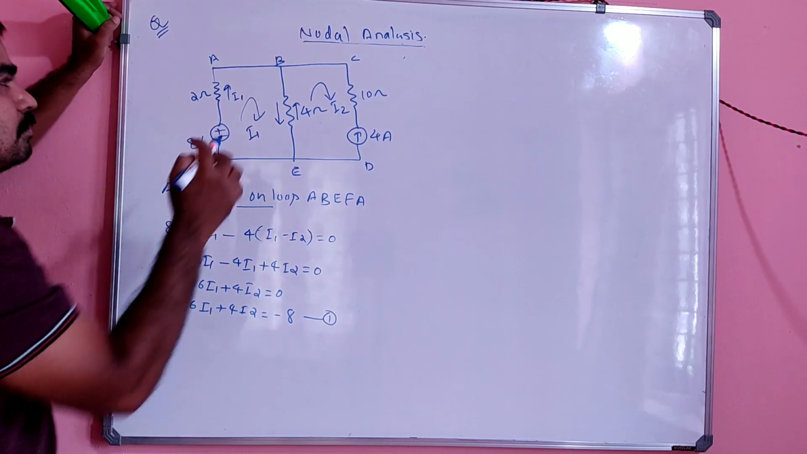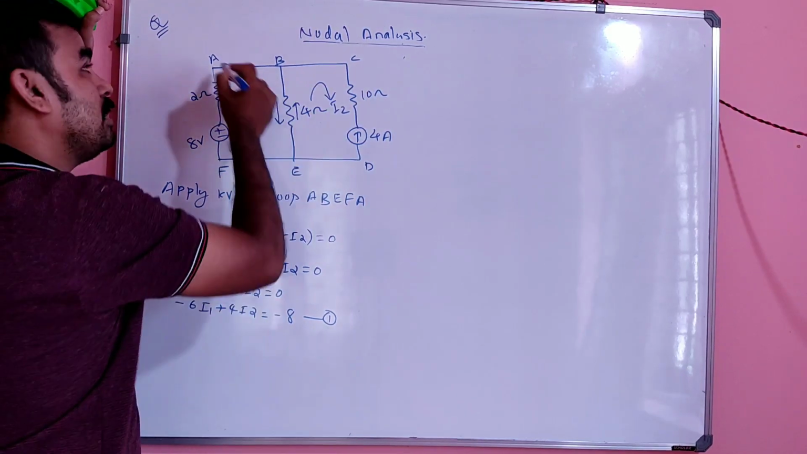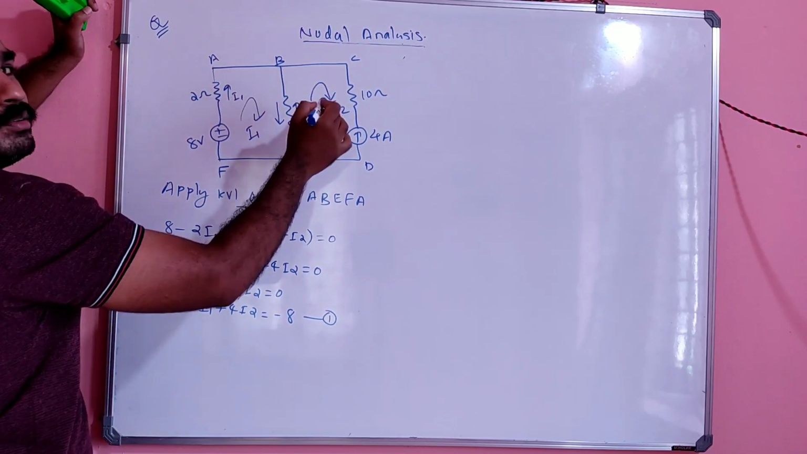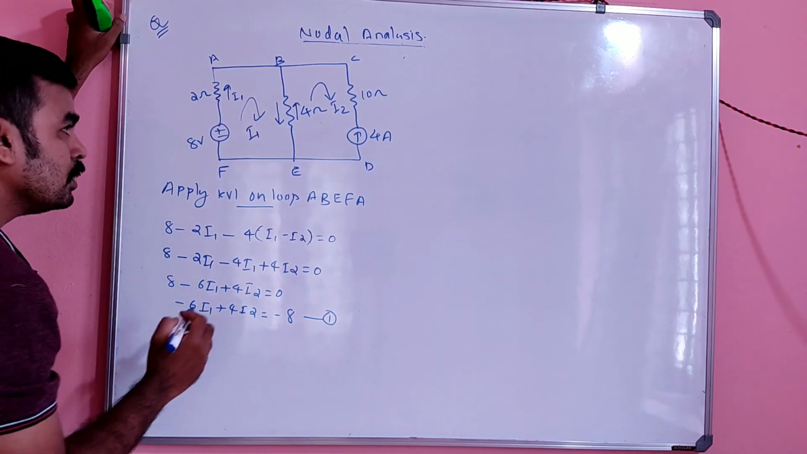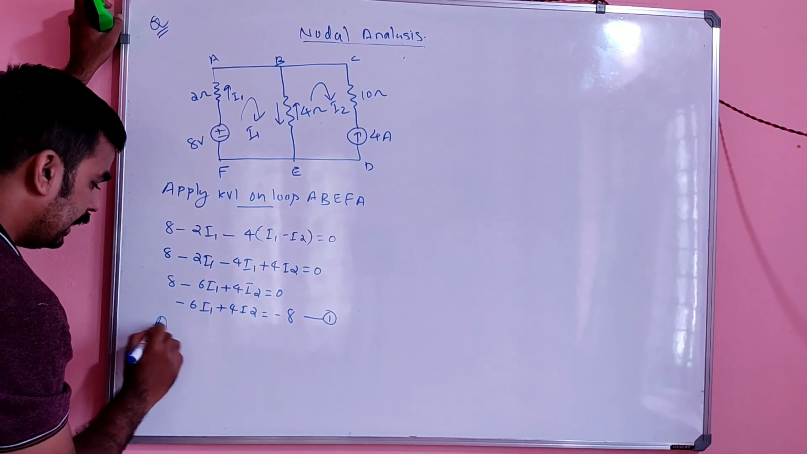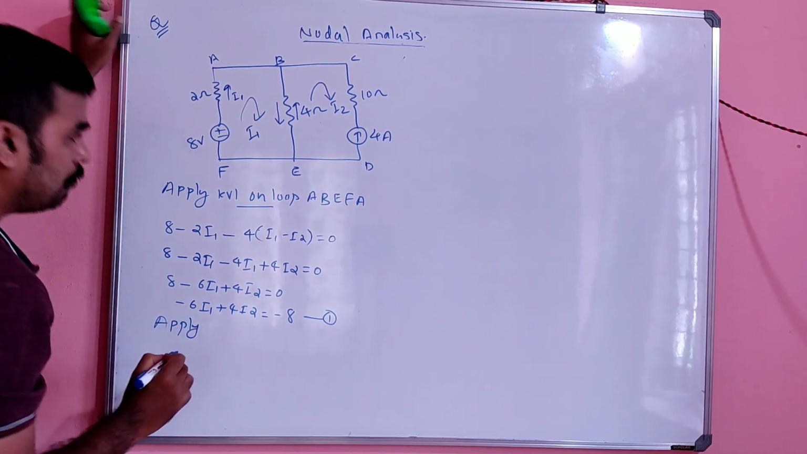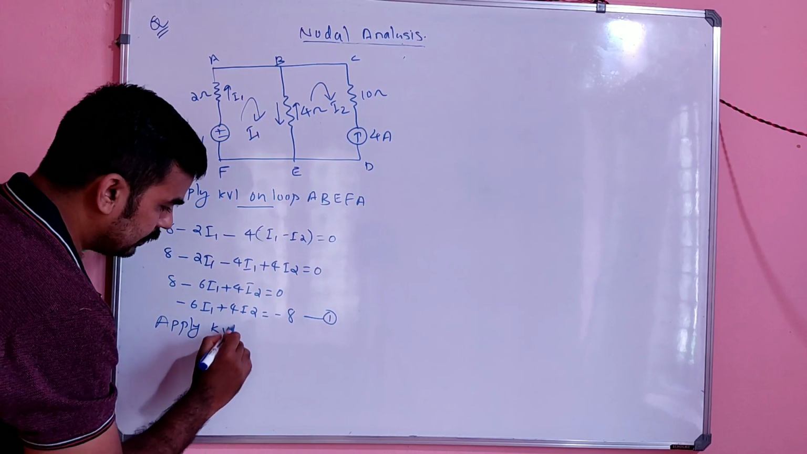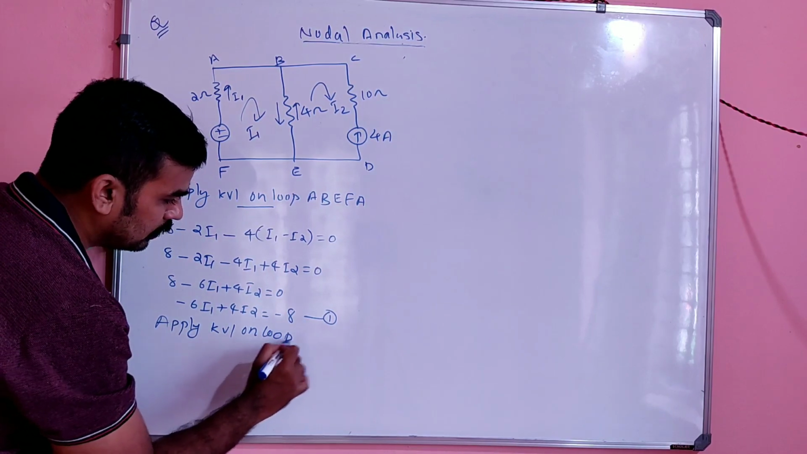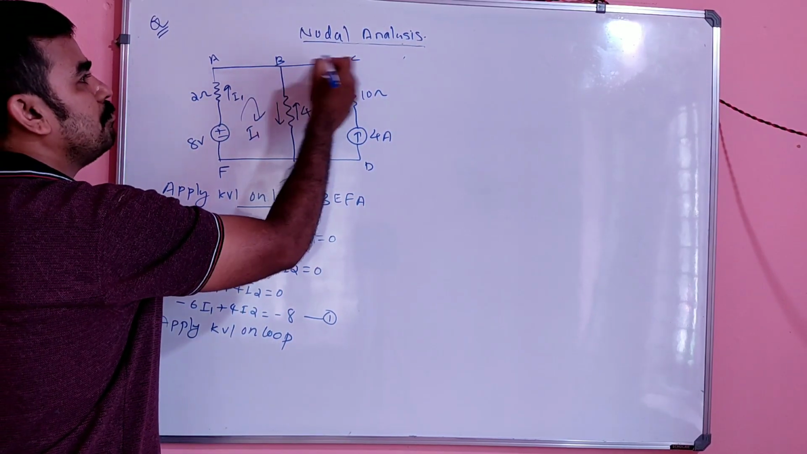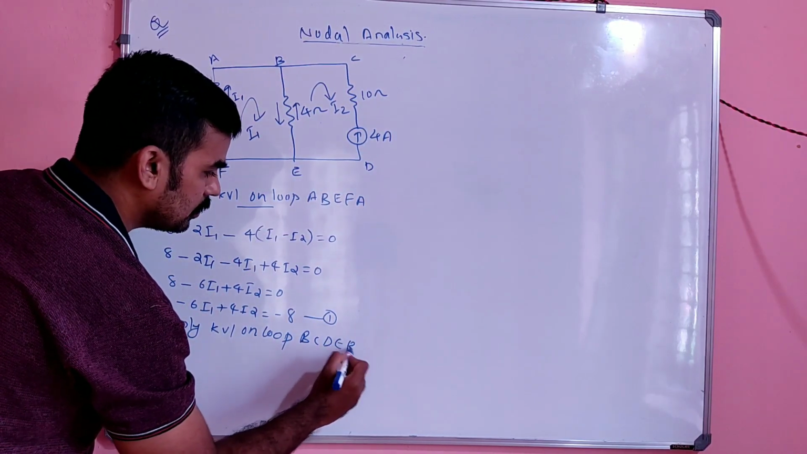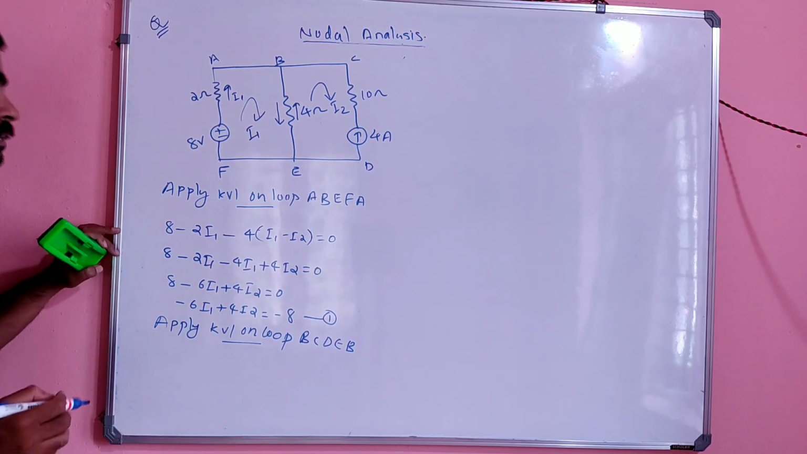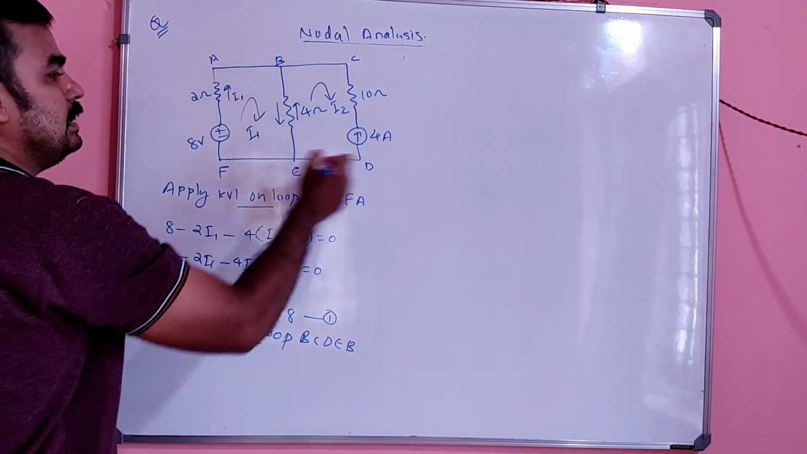It is not applied to meshes only. A mesh means a minimum loop, and this is a mesh, but you can apply KVL to the whole circuit, so it need not be applied only to meshes all the time. So again apply KVL on a loop. What is the other loop here? B, C, D, E, B.